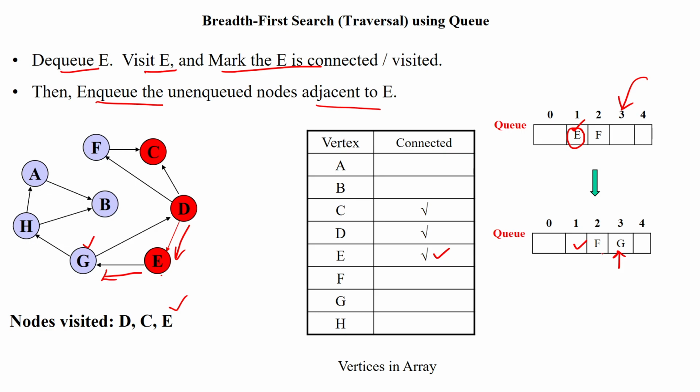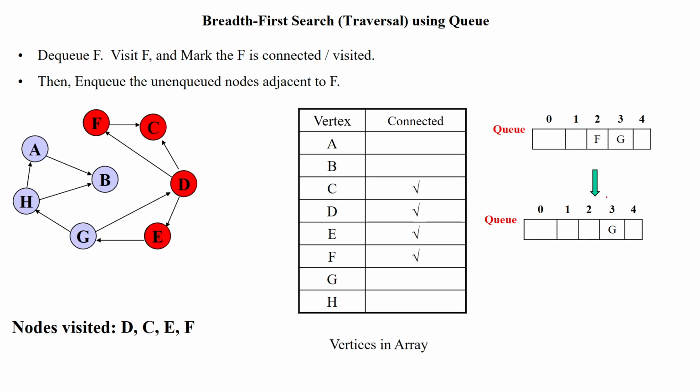After that, we are going to access the next element from the queue, which is F. So F is going to be deleted. Yes, it is deleted. Then visit F, and F is marked visited. Then mark F as connected in the table for reference. Yes, it is connected. So now F is also marked with a color for our reference.